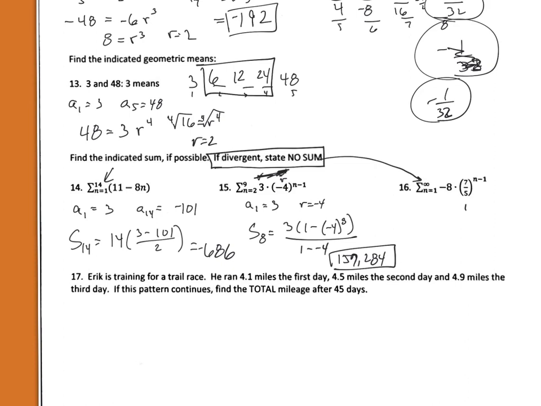So for this one, there's your r, which is bigger than 1, because it goes to infinity, so this is divergent. You don't even have to do anything. So if it's divergent, that means there's no sum.